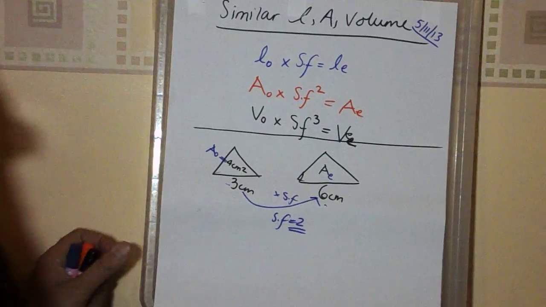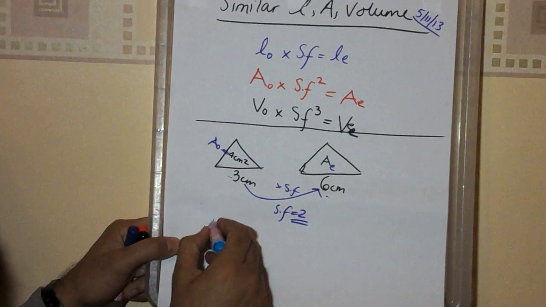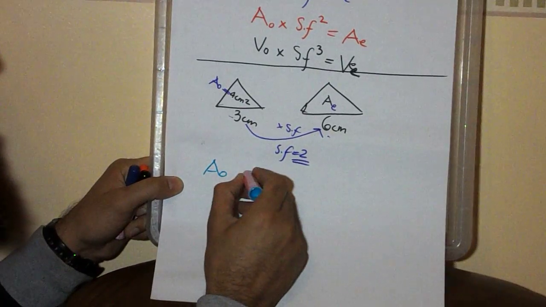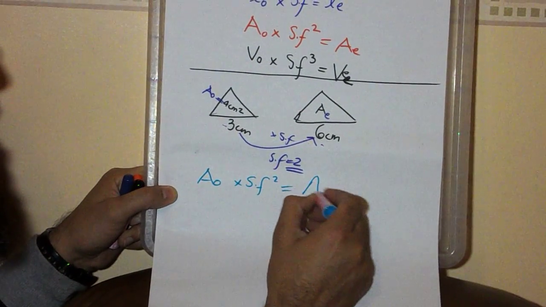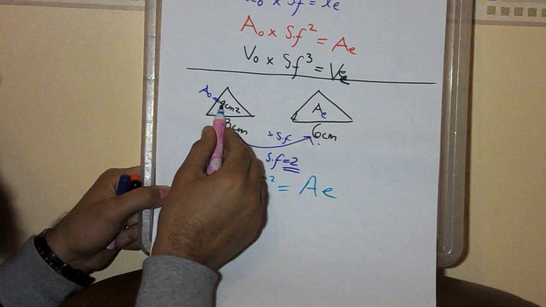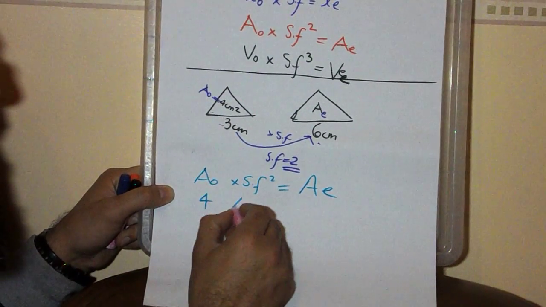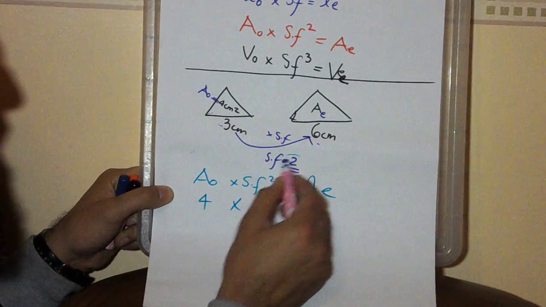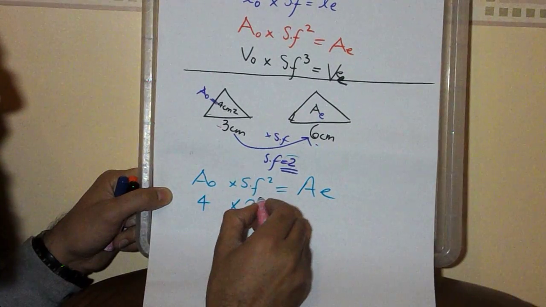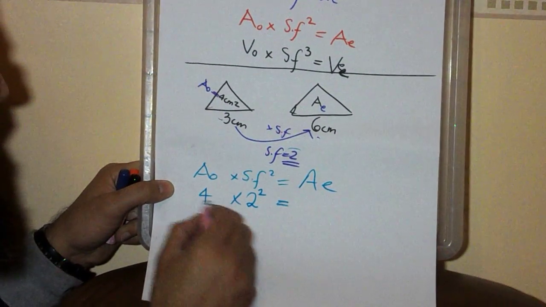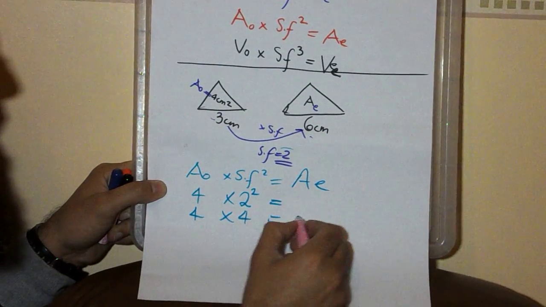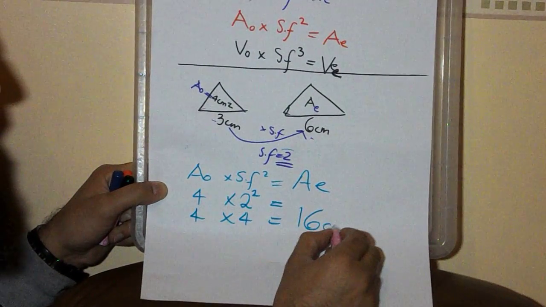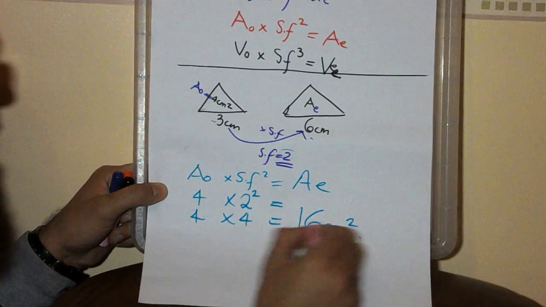So here we go. You have the area of the original times by the scale factor squared equals the area of the enlarged. The area of the original is equal to 4. Scale factor, which we worked out, was 2. So we do 4 times by 2 squared. So that will be 4 times by 4. And the new area is 16 centimeters squared.